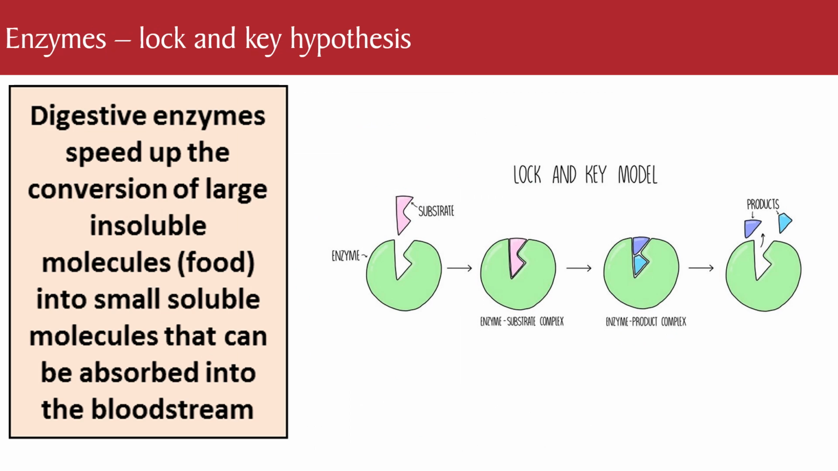Now, enzymes. It's quite a big topic in this. The whole point of an enzyme, particularly the digestive enzymes, is to speed up a reaction. Digestive enzymes take large molecules and turn them into small molecules so they can be absorbed. That's the whole point of digestive enzymes: to take big proteins, for example, and turn them into smaller ones, which are your amino acids, and then they can be absorbed.